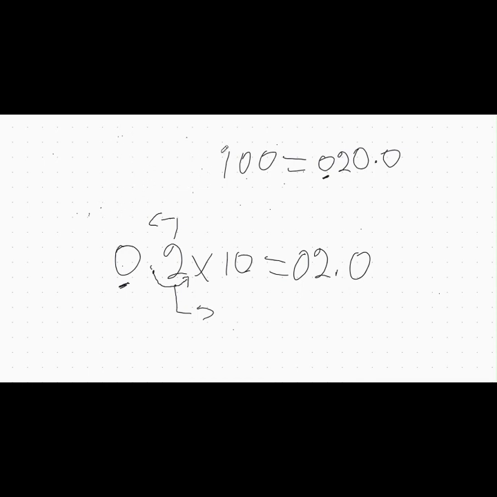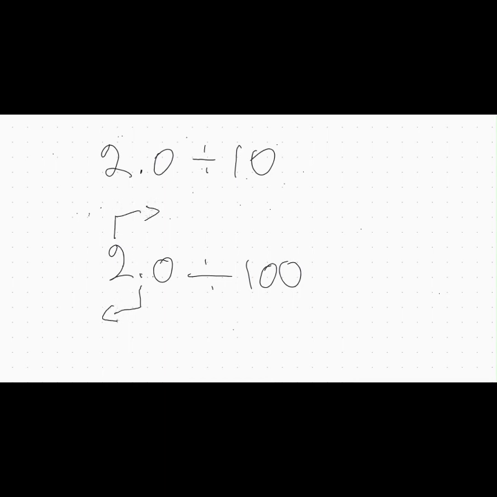Division is going to be the reverse. So if you have 2.0 divided by 10, or 2.0 divided by 100, your decimal is going to go to the left the same way your number will go to the right, which is the reverse.